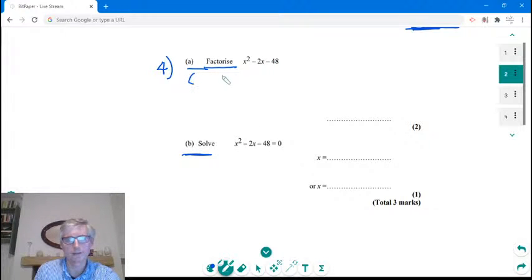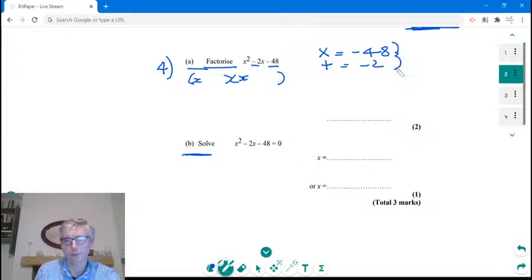So again, just writing out the two brackets, we've got this. So we can say we've got an x and an x. And we're looking for two numbers which are going to multiply to give us the -48, and are actually going to add to give us -2. So we've got a times to equal -48, and they've got to add to give -2.